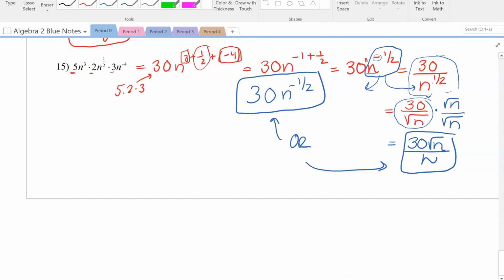So that concludes our lessons on skills 10 and 11, which is simplifying and converting between rational exponents and radicals. So you will be working on some practice related to that now.